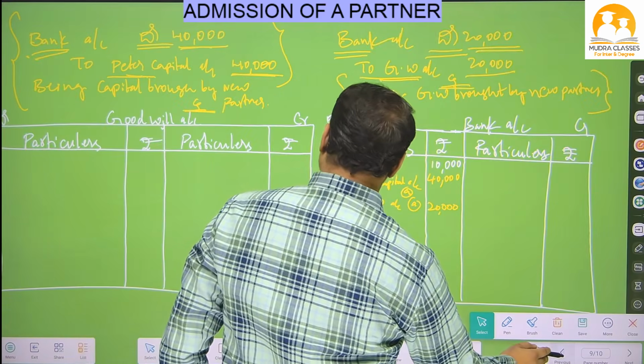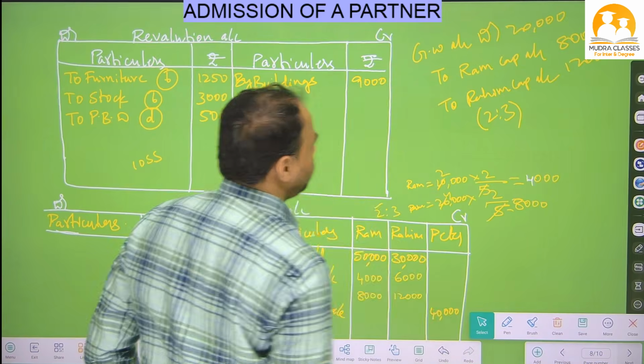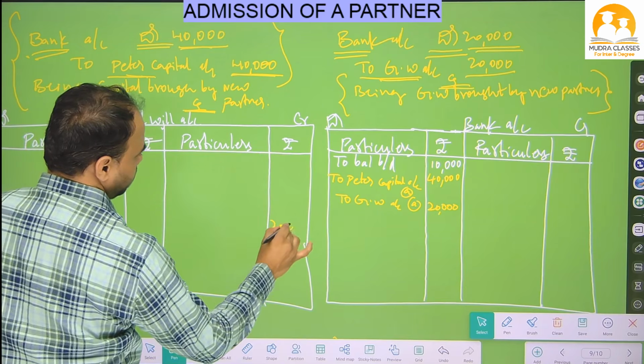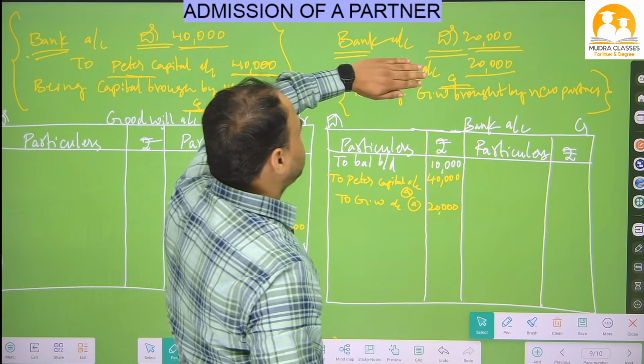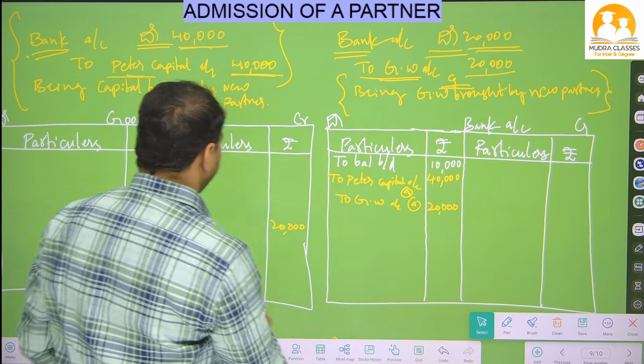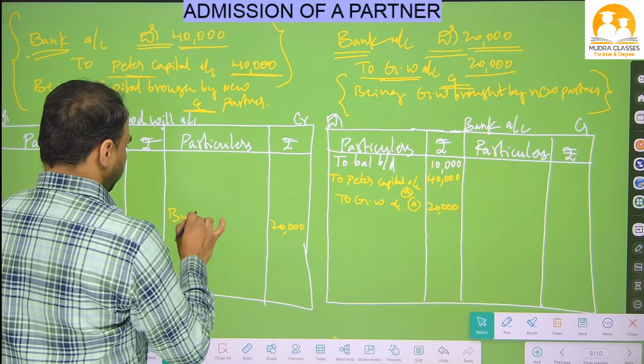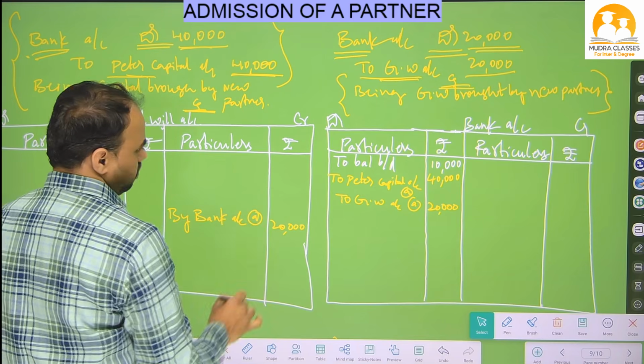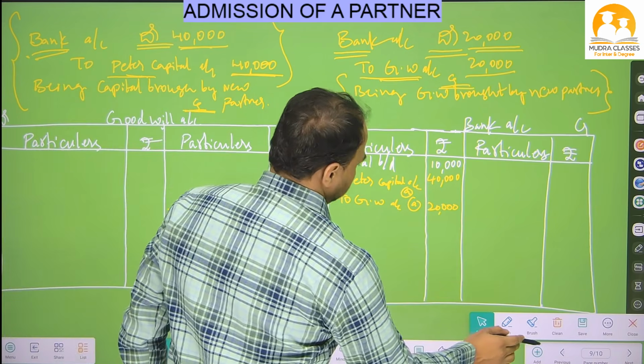Goodwill account credit side 20,000. So here only we have goodwill account. Okay, so goodwill account credit side I return 20,000. Okay, close this goodwill, beta. What is opposite? Bank. So write down here: by bank account. This is adjustment number A.